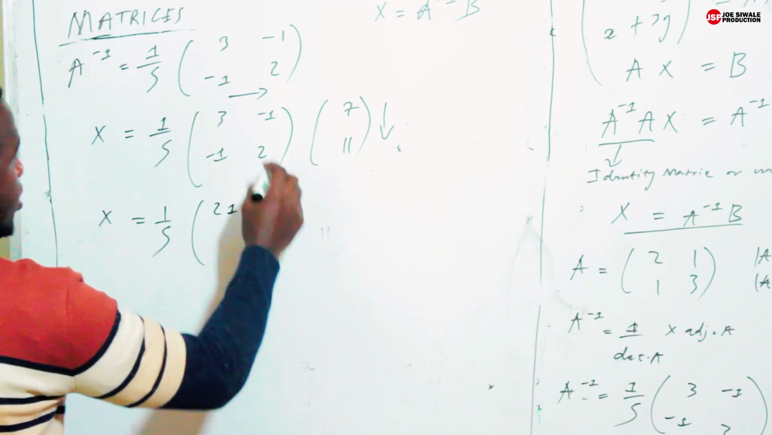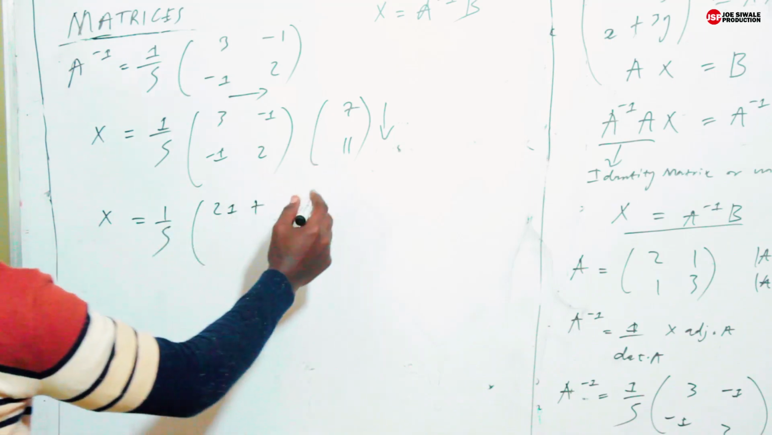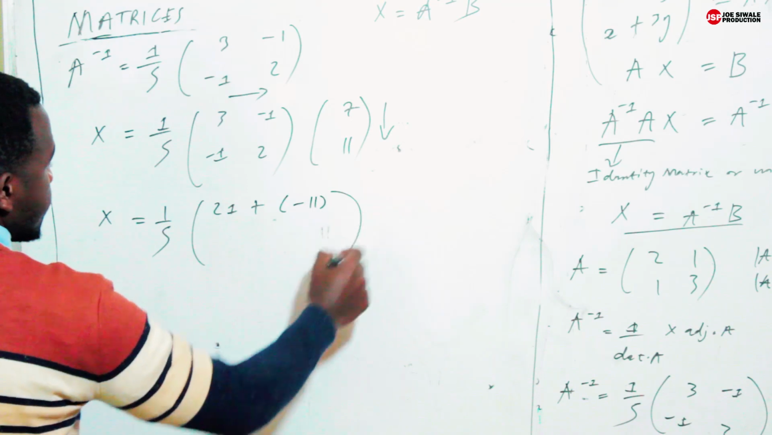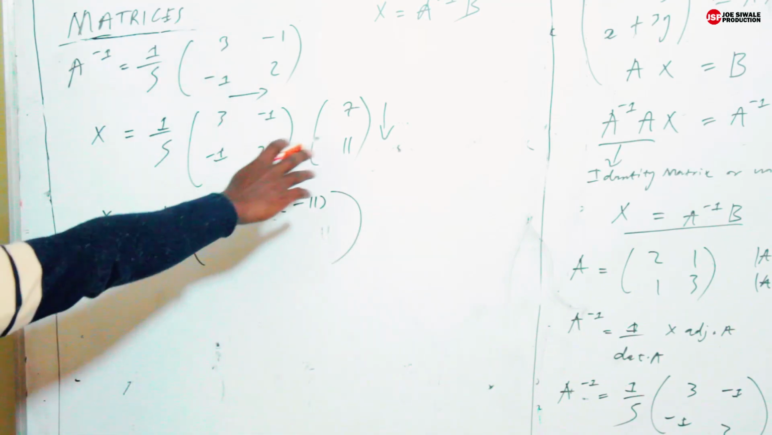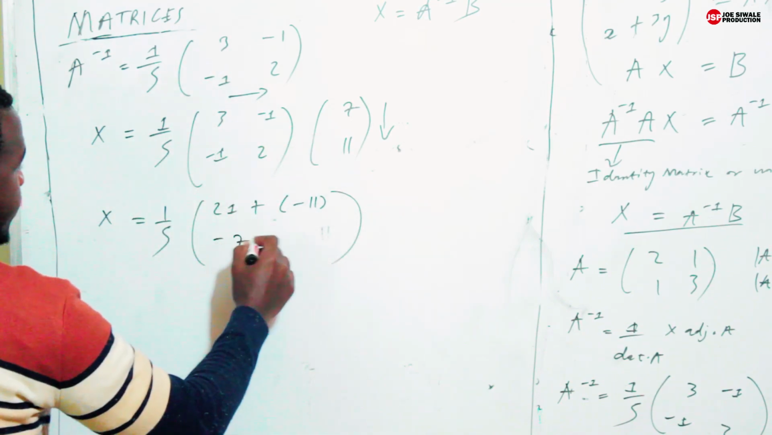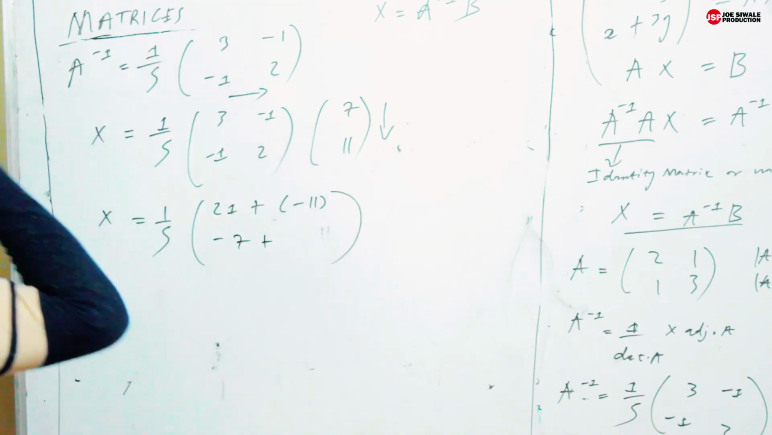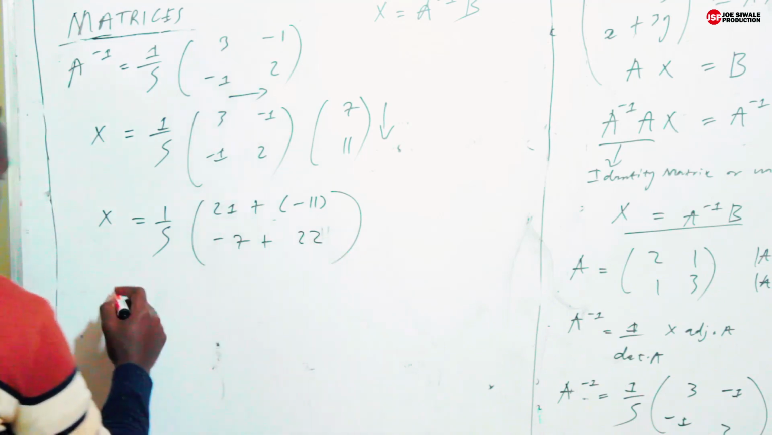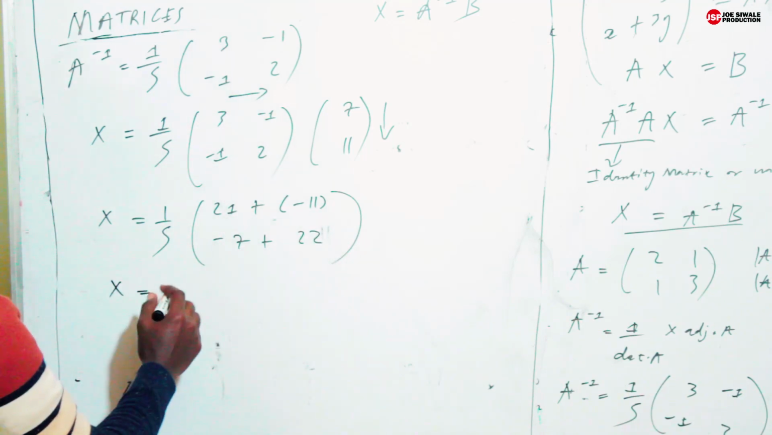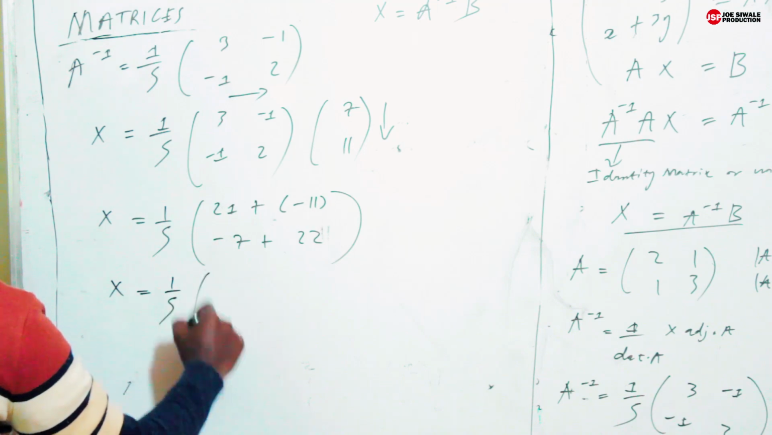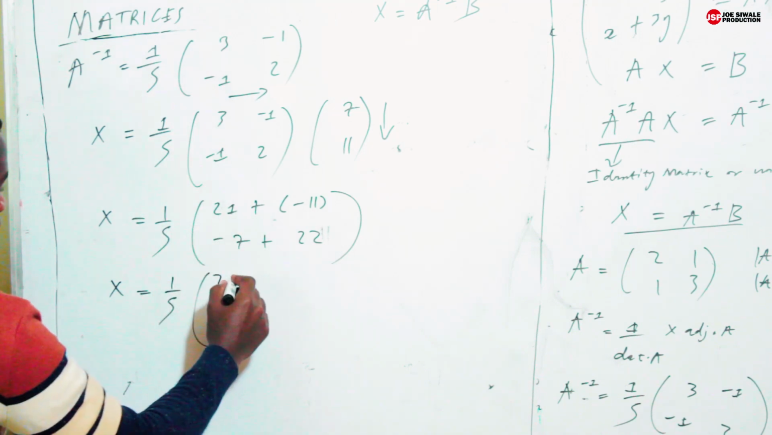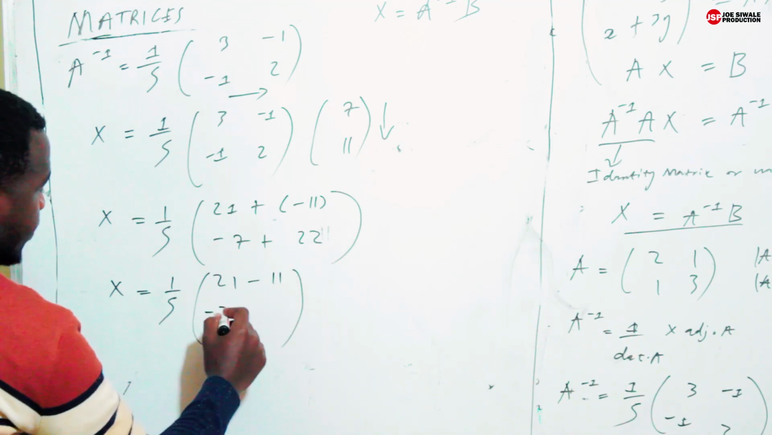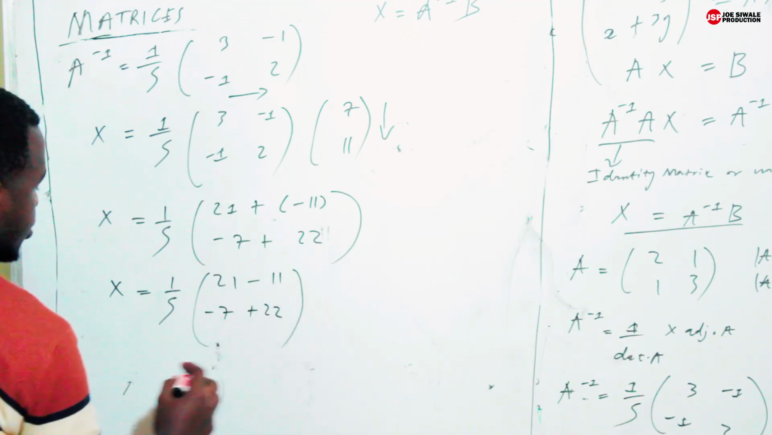1 plus -1 multiplied by 11, we're going to have -11. Then -1 multiplied by 7, we're going to have -7, plus 2 multiplied by 11, we're going to have 22. So x is equal to 1 over 5. So we're going to say 21 minus 11, then we'll say negative 7 plus 22.